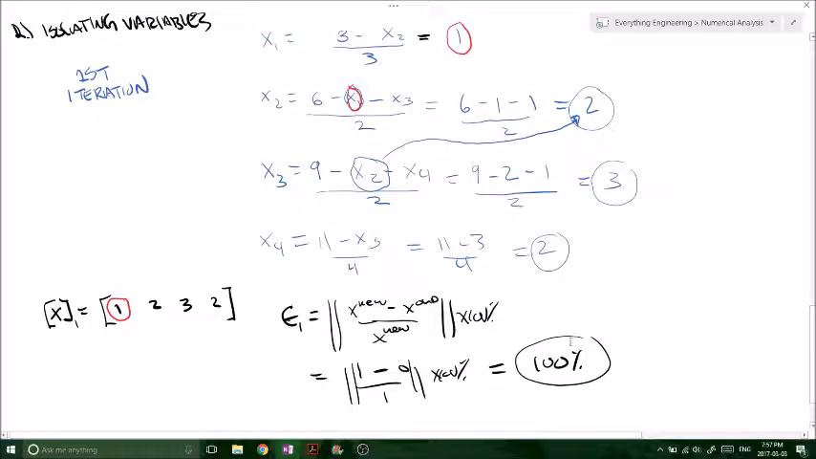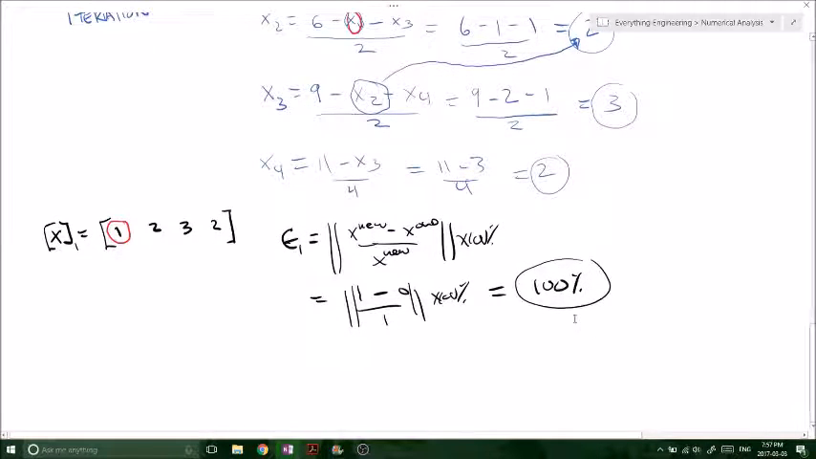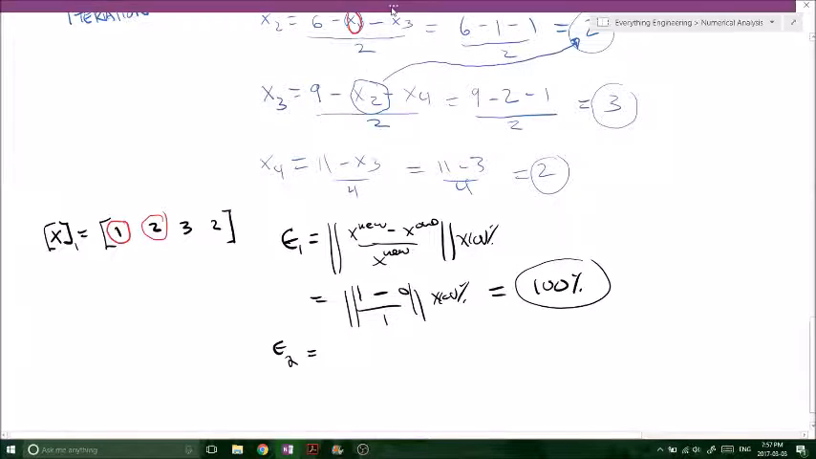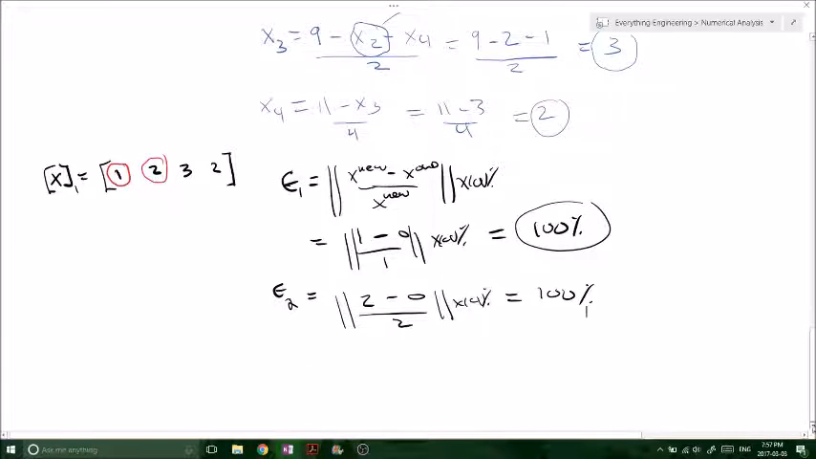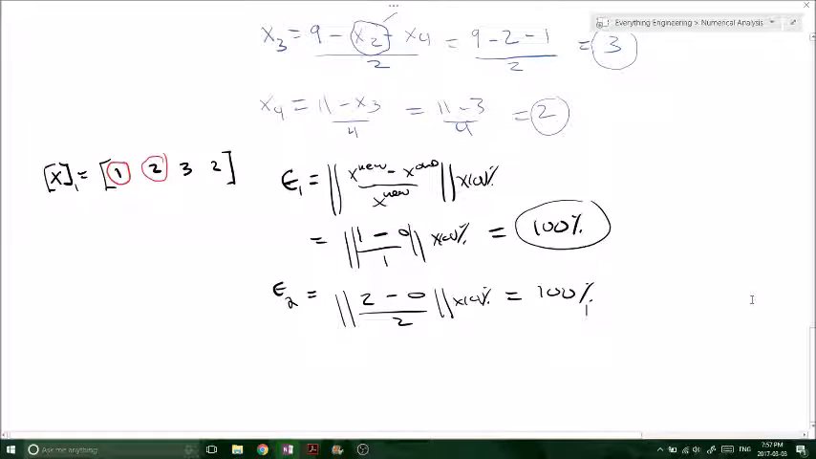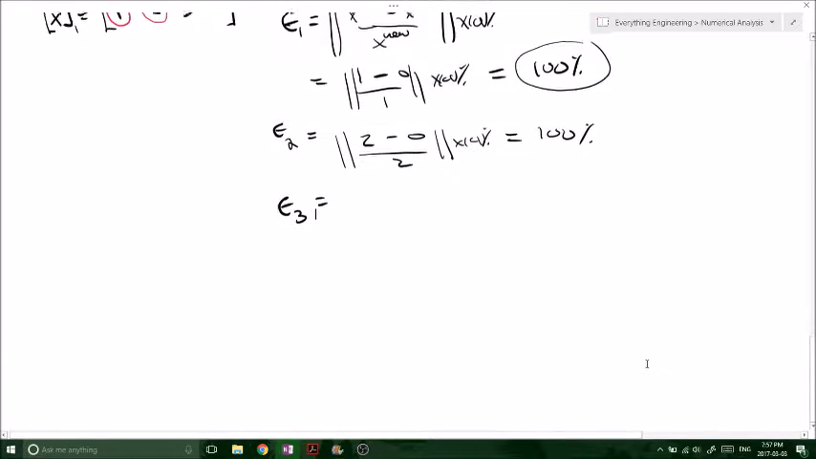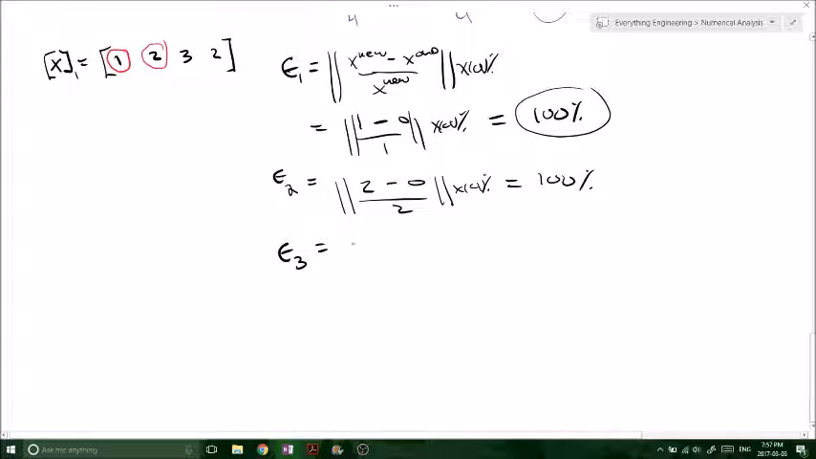Obviously that's not going to be very good, but we have to keep continuing on and calculating all of our errors. So for error 2, we're looking at our x2 and calculating the error associated with it. That one's also 100%. That is huge, and that's no good. But let's just keep on doing it. I'm just going to go ahead and calculate error 3 and error 4, and I'm sure you guys could fill it in.